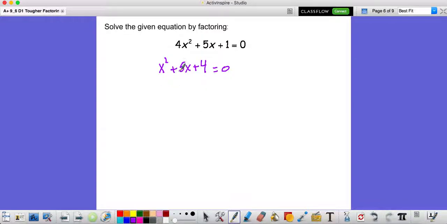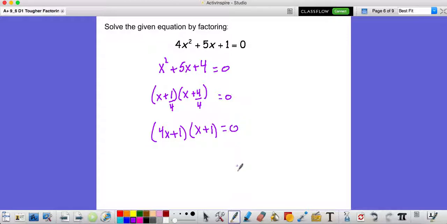Now we're going to factor this regularly, so what multiplies to 4 but adds to 5? 4 and 1 sure do. So you have x plus 1 times x plus 4. We're going to bring the 4 back in. So 4x plus 1 times x plus 1 equals 0. Now you set each of these pieces equal to 0 and solve. So 4x plus 1 equals 0, or x plus 1 equals 0.